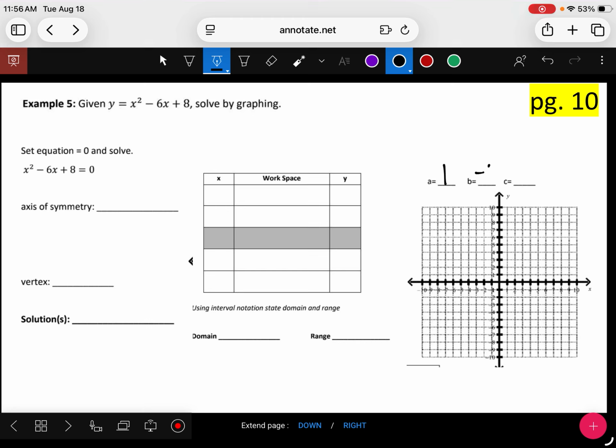B is -6. C is +8. So X equals the opposite of B. B's negative, so we're going to put a +6. And that's divided by 2 times A, and A is 1. So you should get 6 divided by 2, which is 3.